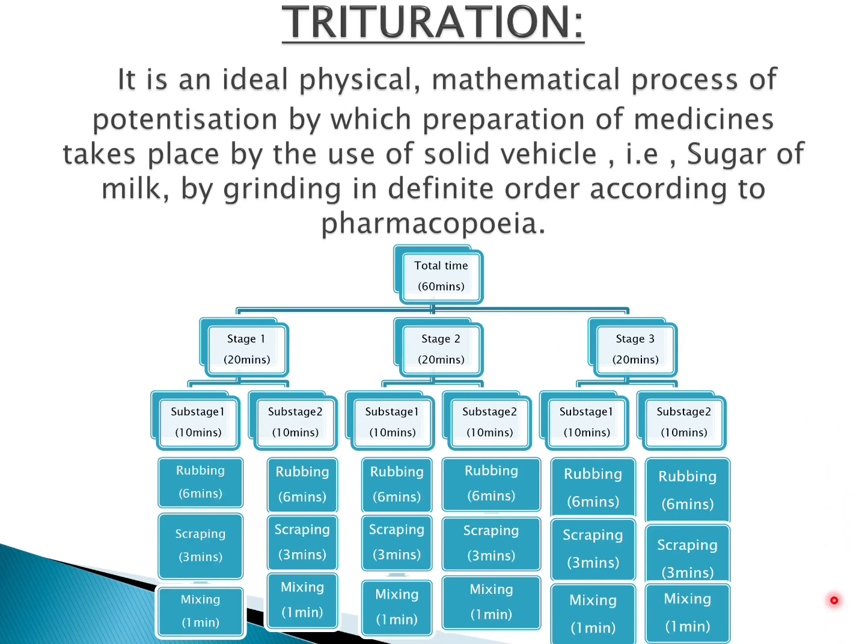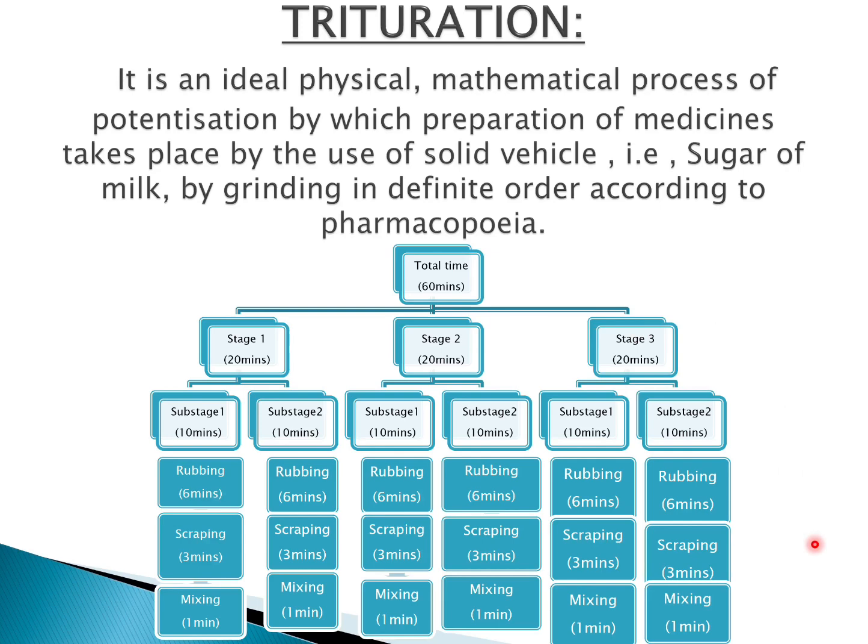Then in the second stage we have to add the second equal part of vehicle to this, and we have to do these 2 substages again. And in the last stage we have to add the total remaining vehicle to this, and we have to do trituration for 20 minutes so that trituration is completed for the first potency.